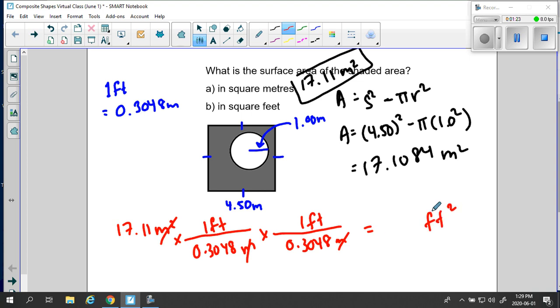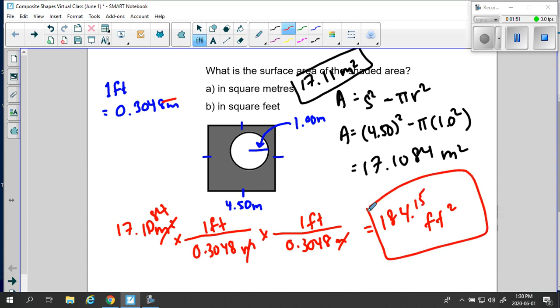So we'll take 17.1084 and divide it by, actually I'm not going to take only 2 decimals, that's not enough, you got to keep more. Divided by 0.3048 squared, so twice. So I'm getting 184.15 feet squared. So just a reminder that when you're doing conversions with square and cubic units, you have to do it more than once.